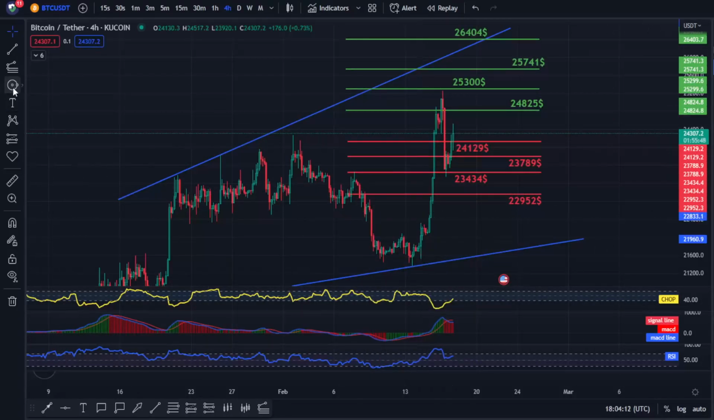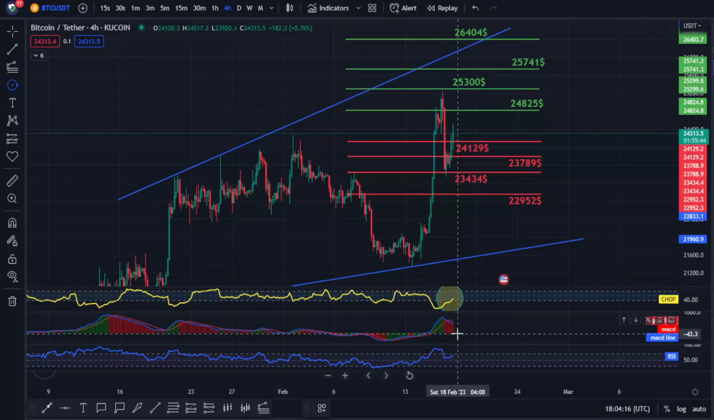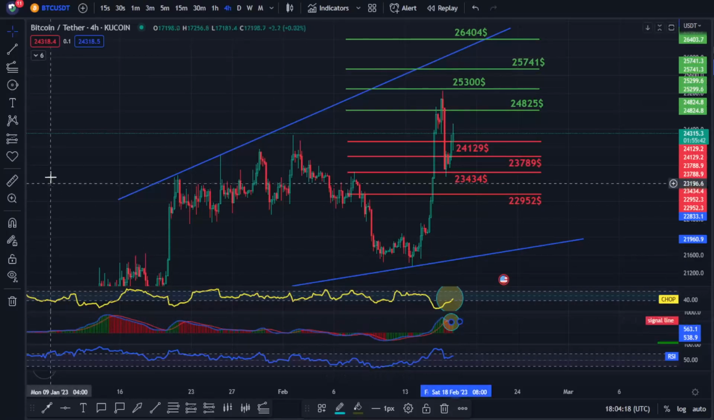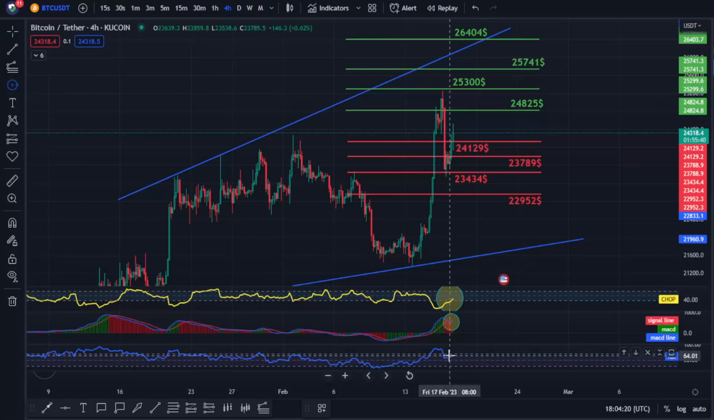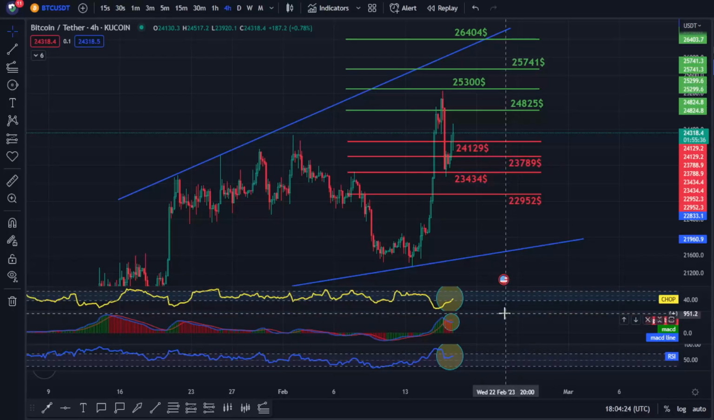Please pay attention to the CHOP index, which indicates that we are gathering energy again. The MACD indicator indicates entering a local downtrend, while the RSI shows a visible rebound, but we are still moving in the upper part of the range.